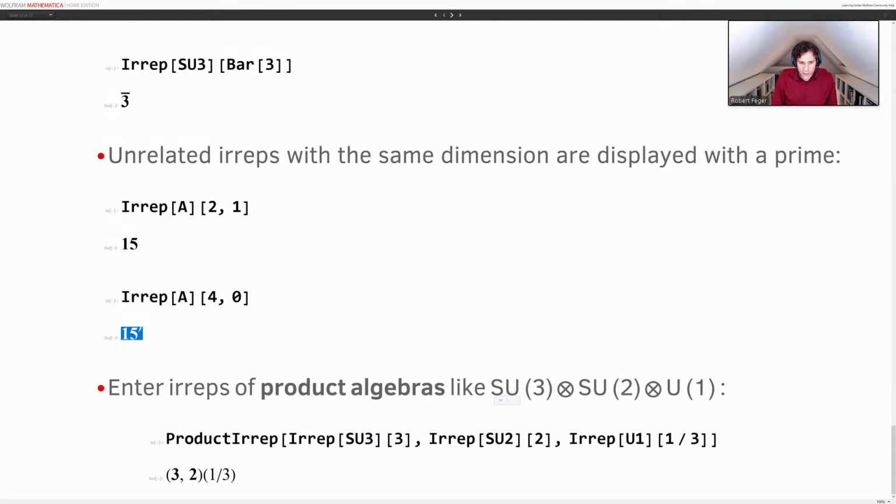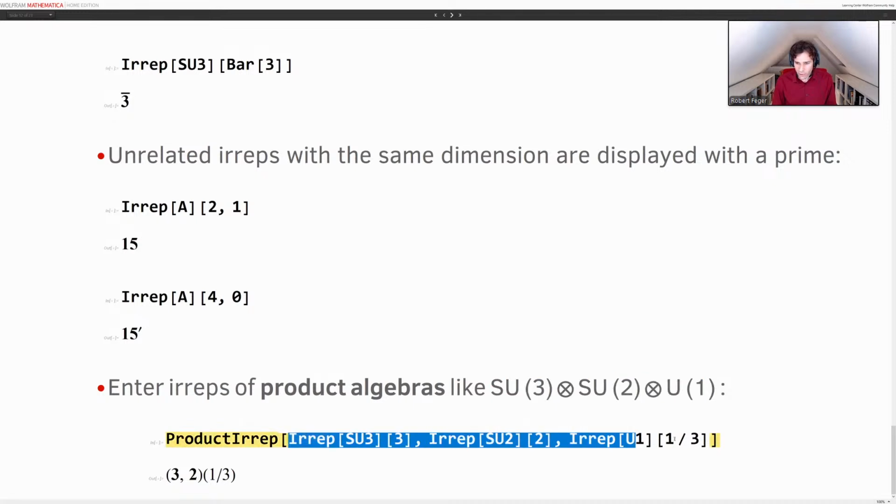Then for semi-simple or non-semi-simple Lie algebras like SU3 cross SU2 cross U1, like the standard model gauge group, for example, you use product irreps, which is a collection of representations for the individual simple Lie groups that are in the semi-simple Lie group. So this here, for example, would be the 3 of SU3, the 2 of SU2, and a hypercharge of 1/3. And this is displayed in this manner.